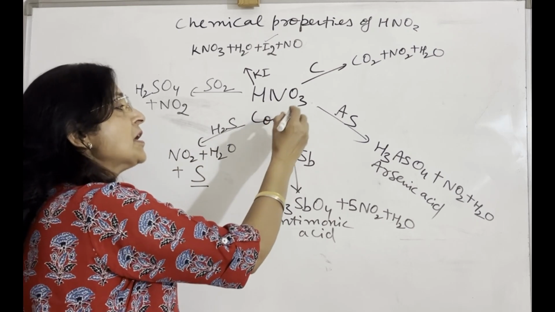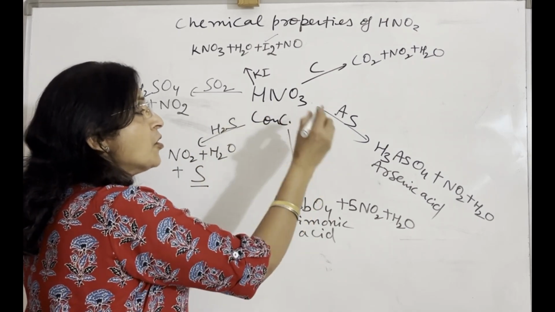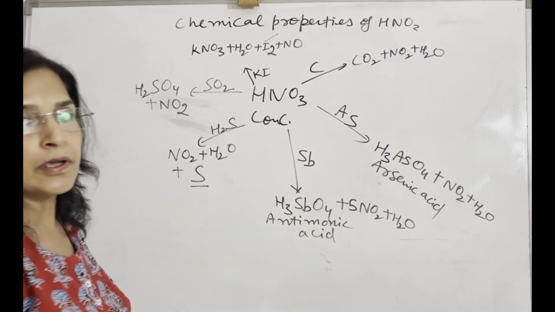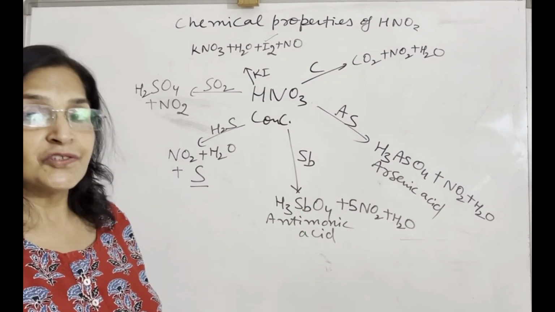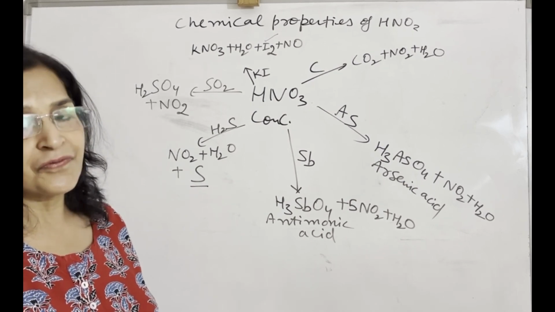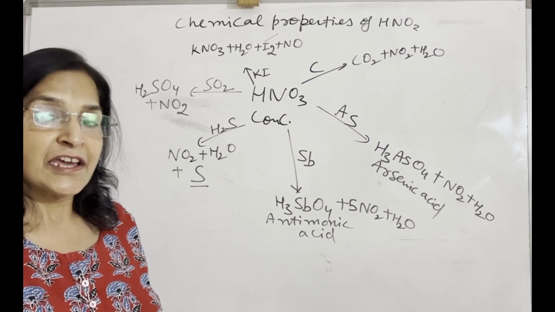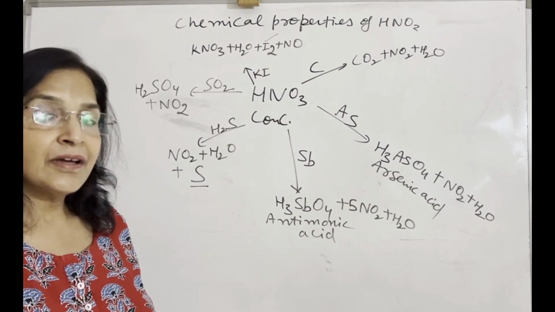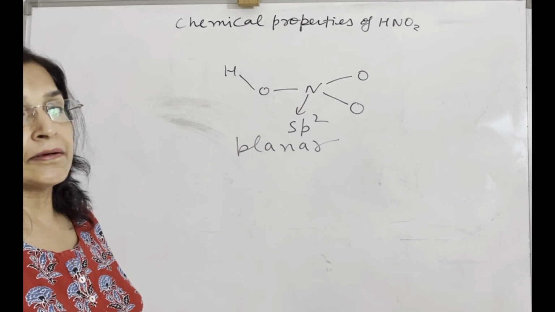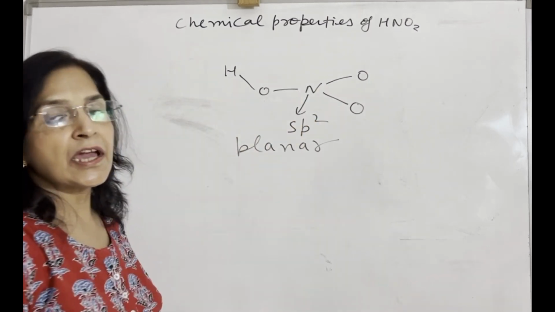Concentrated nitric acid also oxidizes metalloids. It oxidizes arsenic to arsenic acid. It oxidizes antimony to antimonic acid. Now, uses of nitric acid. It is used as an oxidizer in rocket fuels. It is used to manufacture fertilizers. It is used to manufacture explosives like trinitrotoluene. It is used as a reagent in the laboratory. The nitric acid molecule is planar and the nitrogen atom is sp2 hybridized.